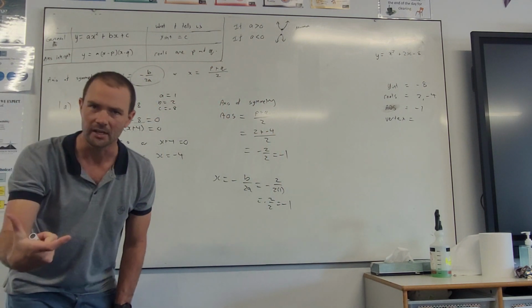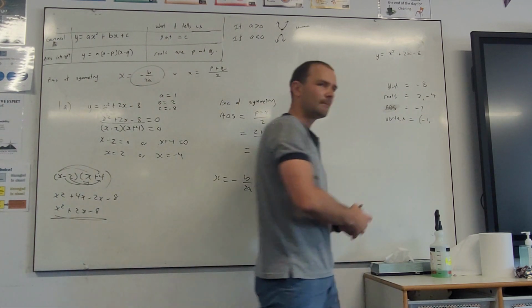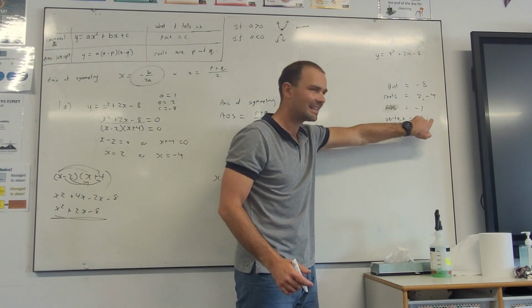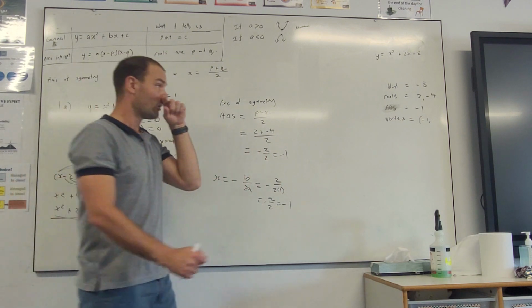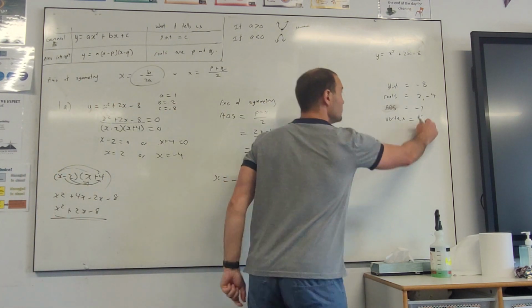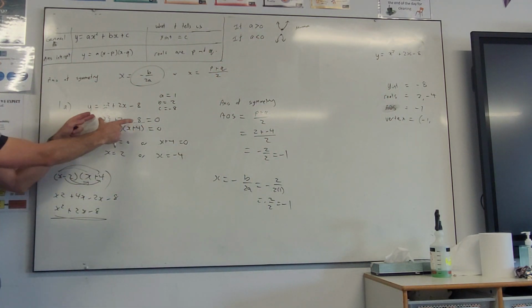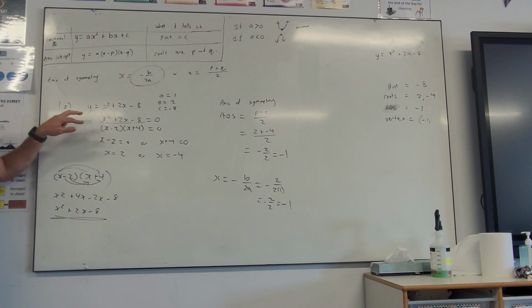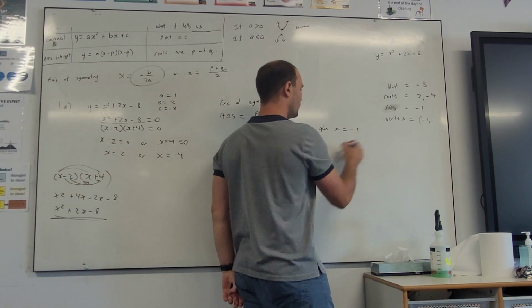But for coordinates, we need a y value. So our vertex here, the x value is minus 1. Whatever the axis of symmetry evaluates to, that's the x value of the vertex. How do we get the y value? We put this number into the quadratic. And we can put it into either form. We can put it into x squared plus 2x take 8. We can put it into x take 2 times x plus 4. Because they're the same function, it doesn't matter. But we're saying, when x is minus 1, what's the y value?